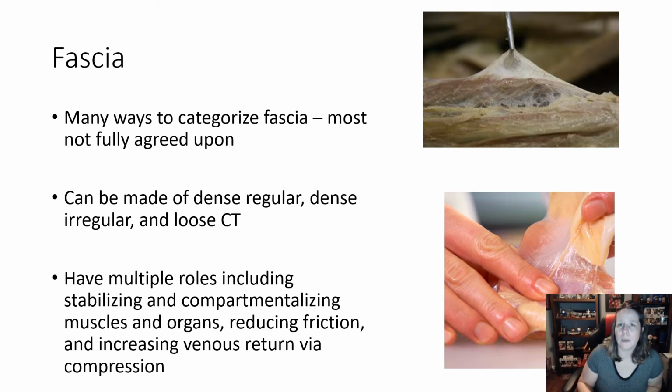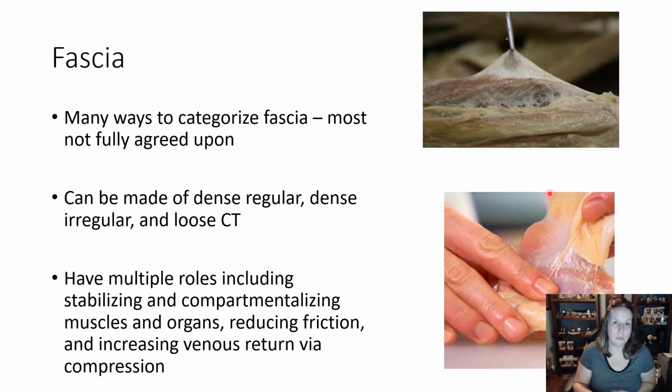Now you can see a couple examples here. This is something you would see when you're doing a dissection, that sort of fibrous, almost spiderweb-like material. This is what we see as we start to separate muscle groups, like in the forearm. You can see this white tissue. It separates very easily. That's fascia.